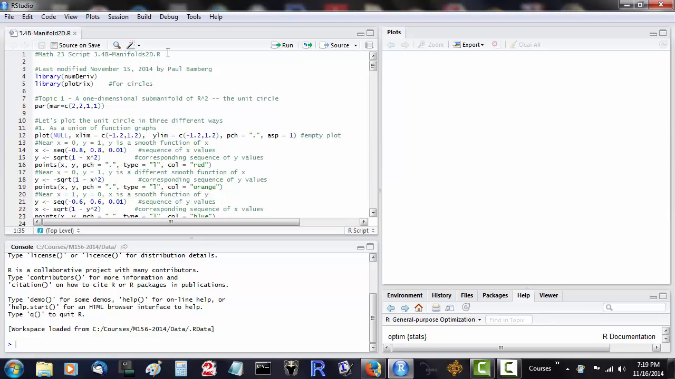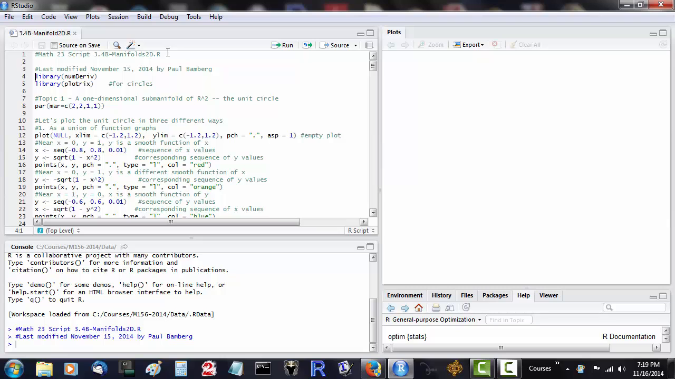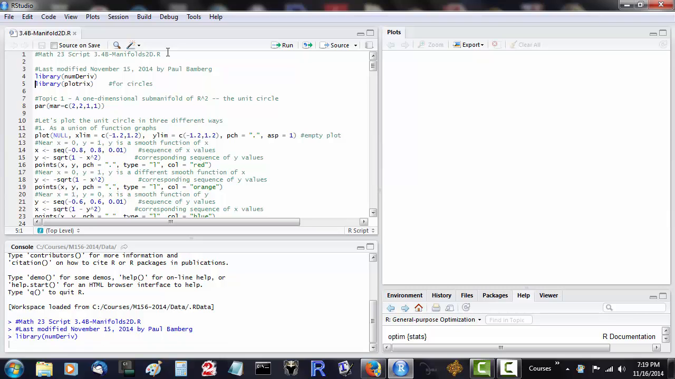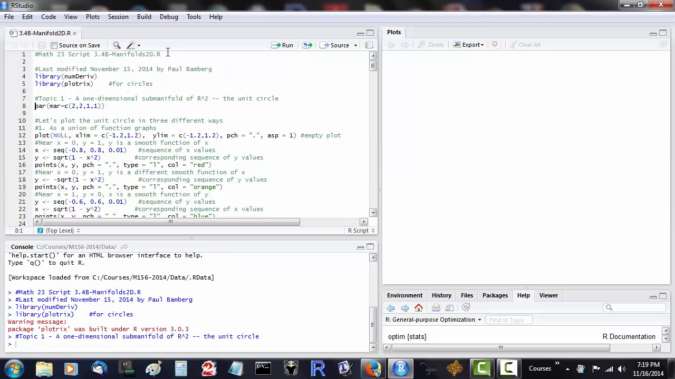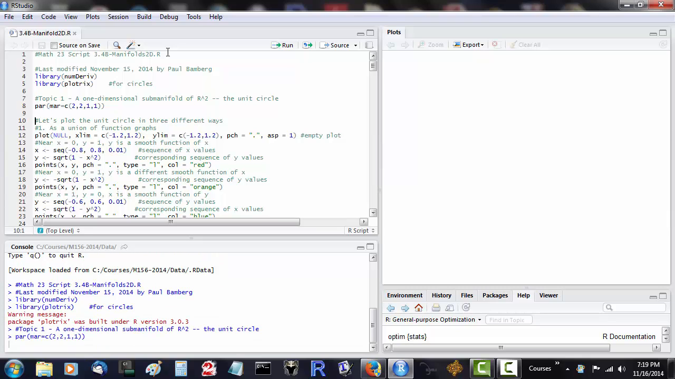It's Paul again, this time with the script showing you lots of illustrations of manifolds in R2. These are easy to graph and they illustrate most of the important ideas. I'm going to need to evaluate some derivatives, and I'm also going to want to draw a couple of circles. I'll maximize my real estate.